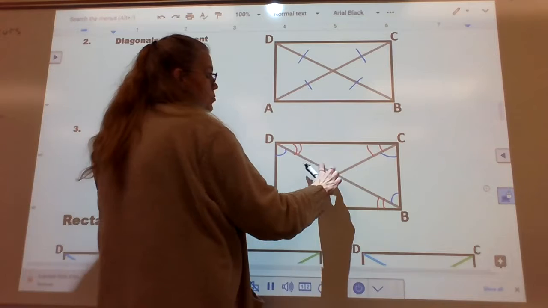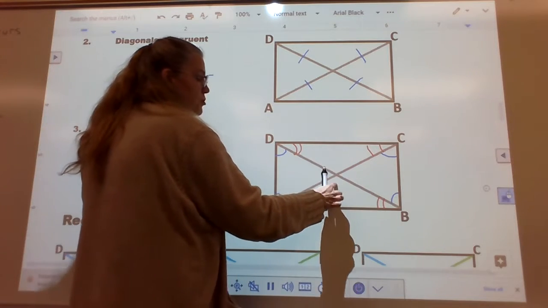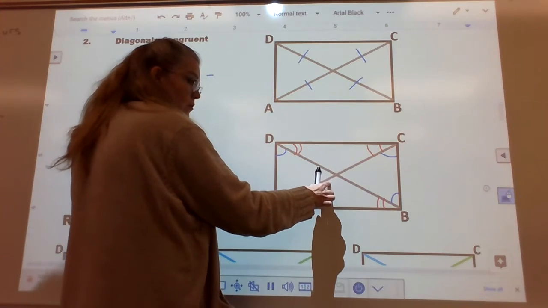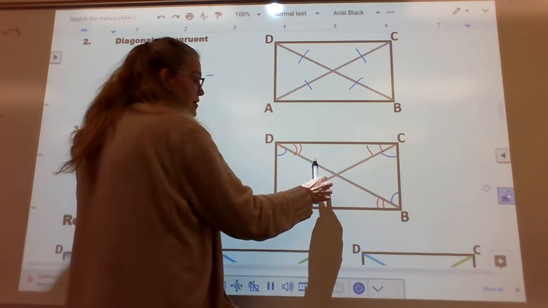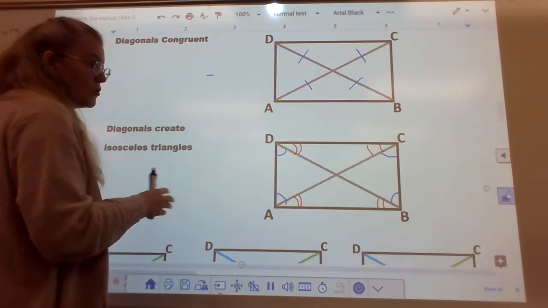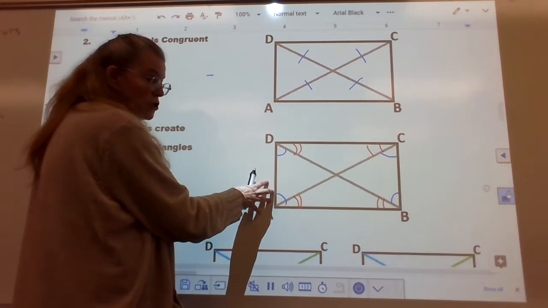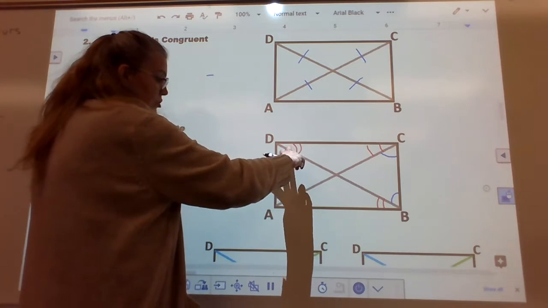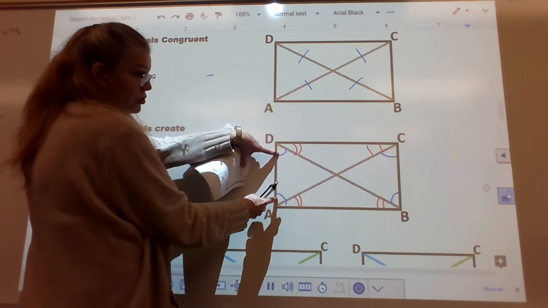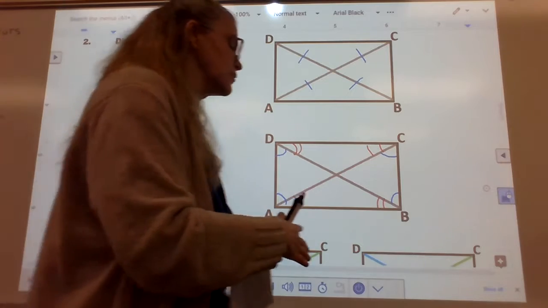Now make sure you realize that these middle angles you're going to have to find. They're not 90s. On a rhombus, they were 90s, but on a rectangle, they're not. So you're going to have to find these based on the triangles. So it has a definite different configuration than the rhombus did. The rhombus, these matched. A rectangle, these matched. So let's go ahead and take a look at some examples.